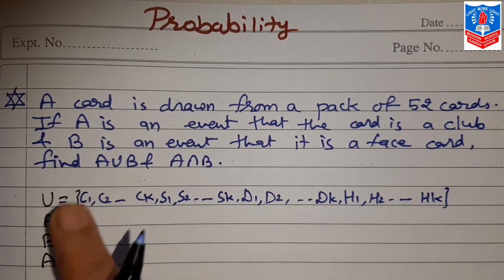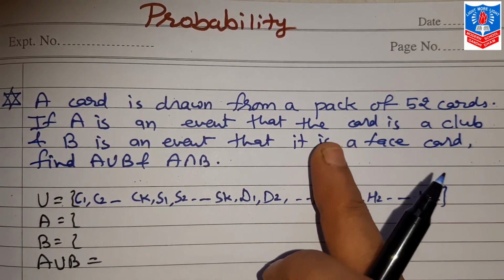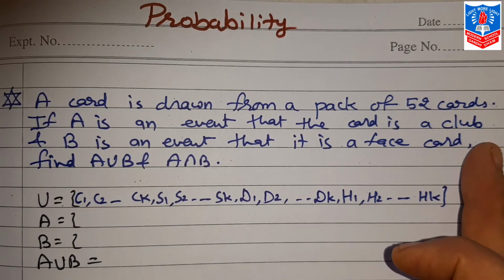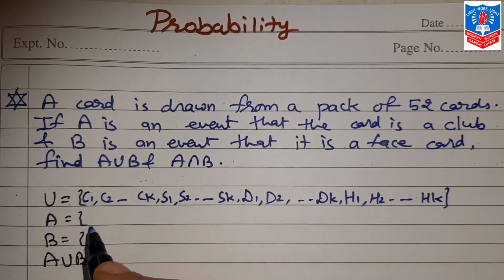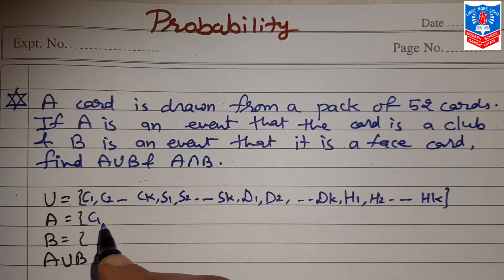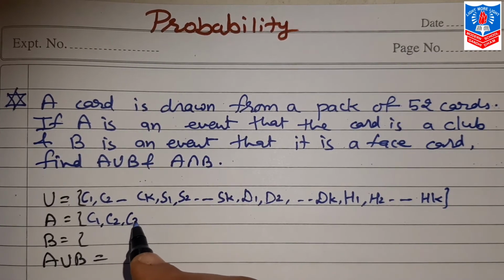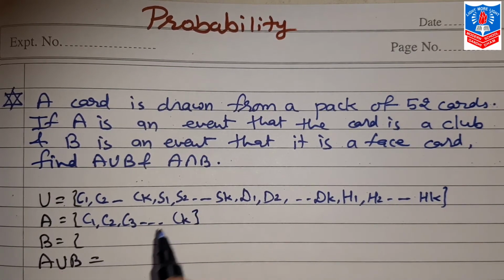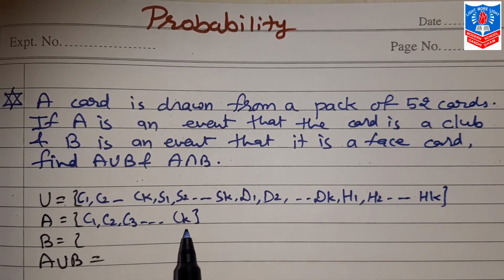Now event A, it is given already in the question that the card is a club. One card is drawn and that card is club. So how many club cards? 13 club cards. So these all 13 club cards, that will be event A. We write this way C1, C2, C3 up to CK, that is finally club king card.